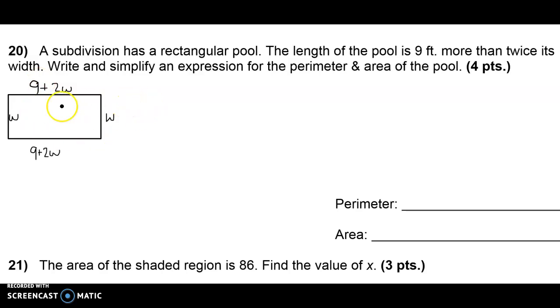And now it's just find the perimeter. What does perimeter mean? You guys got to know this. Perimeter is adding all the sides up. Area is multiplying. You just got to know that. You got to commit that to memory, okay?